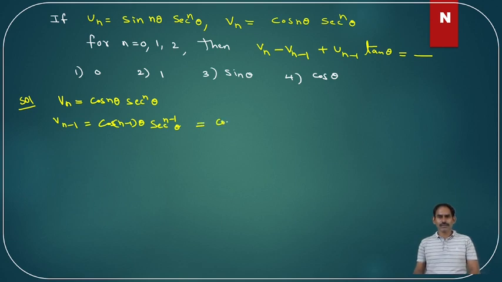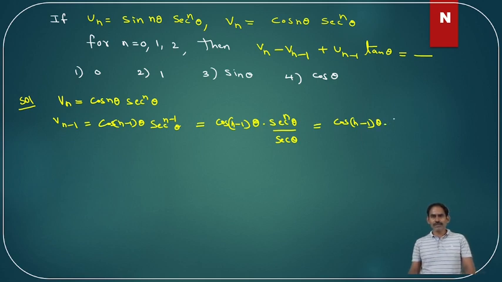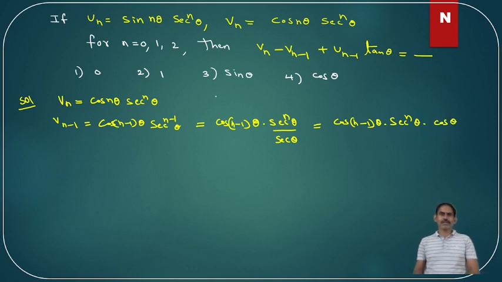Cos n minus 1 into theta, secant power n minus 1 can be written as secant power n theta by secant theta. This implies cos n minus 1 theta into secant power n theta, and 1 by secant we can write as cos theta. This is the Vn minus 1 value.